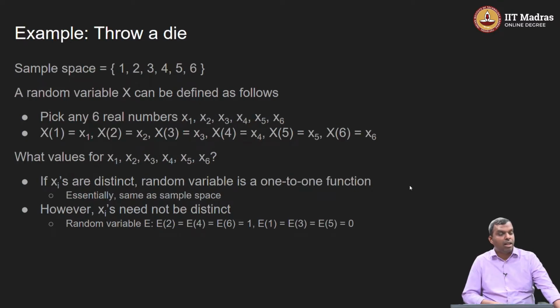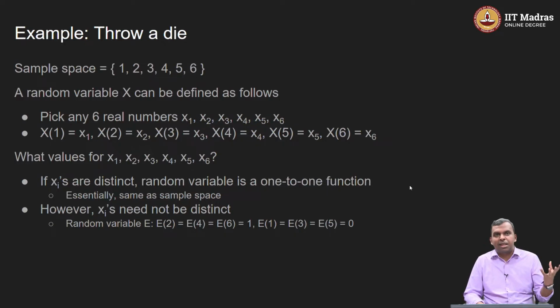Okay, let's continue to a slightly more complicated and maybe a more illustrative example, which is throwing a die. Okay, so I'm going to throw a die, and the sample space is 1, 2, 3, 4, 5, 6. Right? So this has been the sample space we've defined here. How do you want to define a random variable from this sample space to the real line? I'm giving you a generic way to do it. What is the generic way to do it?